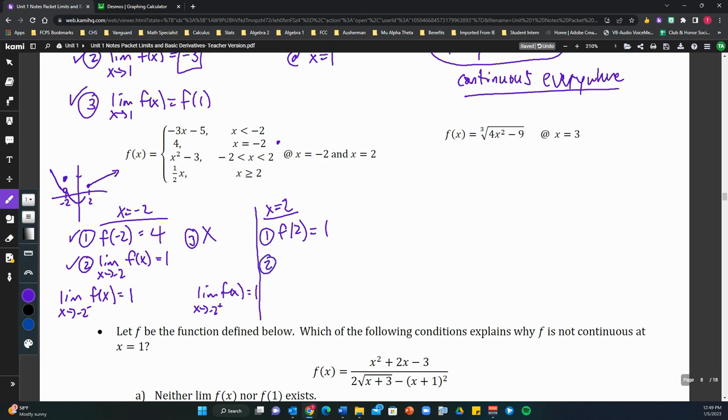Now for the second condition, we're going to look at the limit as x approaches +2, but just like before, we need to look at the left and right-sided limits.